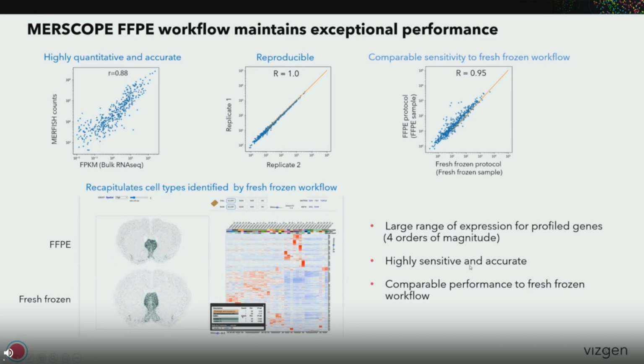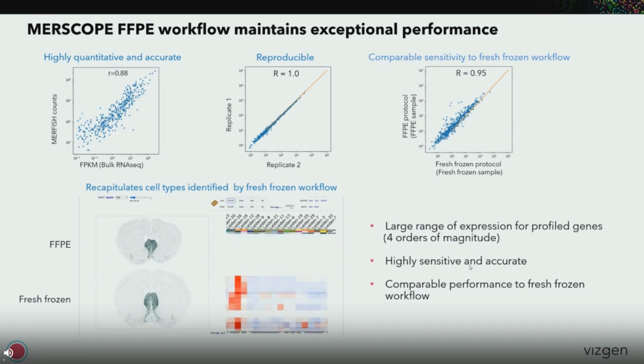So in a short summary here, it looks like our FFPE workflow allows a very large dynamic range of expression profile for profiled genes, more than 4 orders of magnitude. It is highly sensitive, with accurate measurement and comparable performance to the fresh frozen workflow as well.